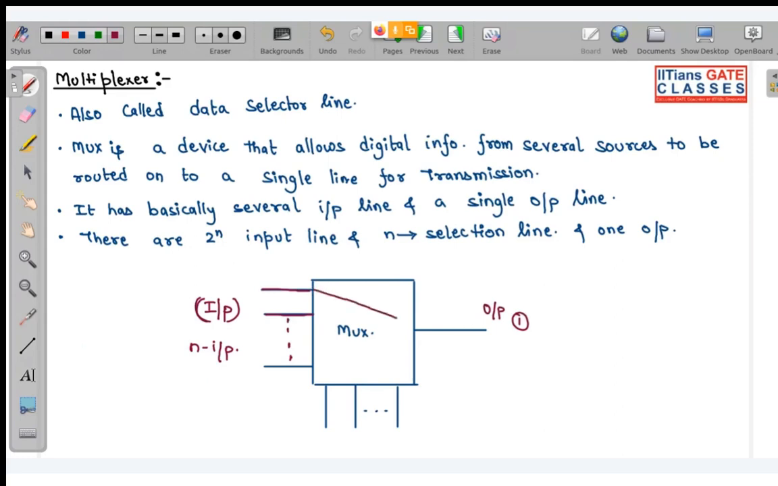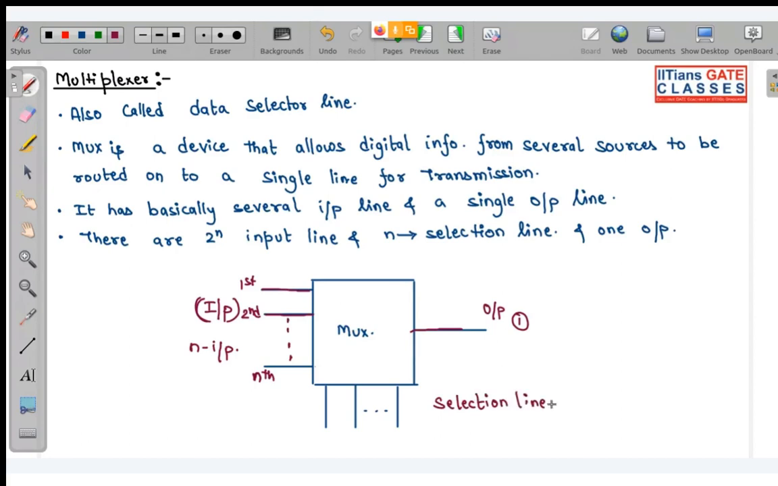Like we can connect this input to the output. So basically this input will be flowing over to the output, or this input can be connected to the output, or even the nth input can be connected to the output. This is the first input, this is the second input. Like this we can connect any one of the inputs. Now, how do we decide to which input we should connect? We decide it with the help of the selection line.